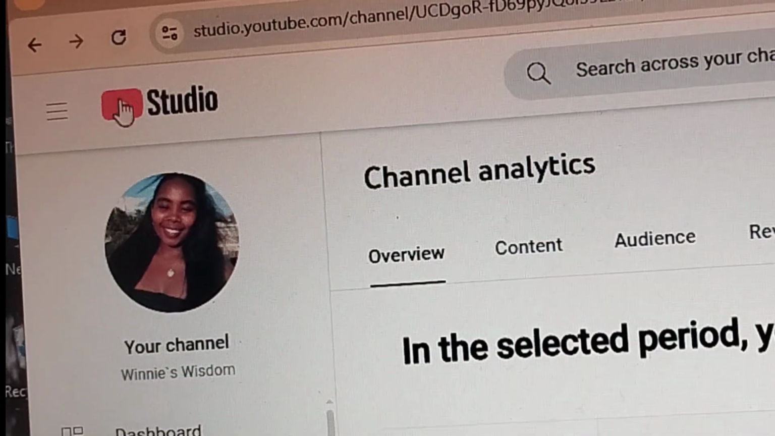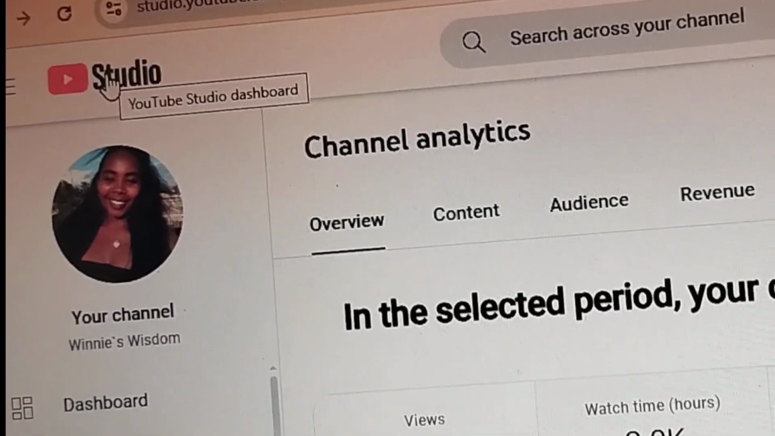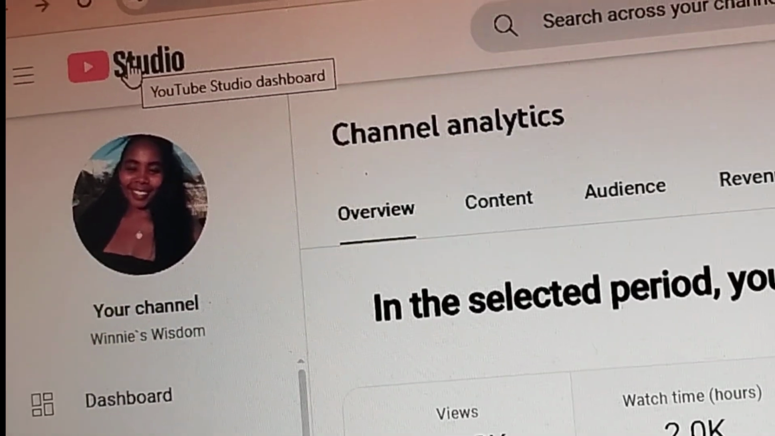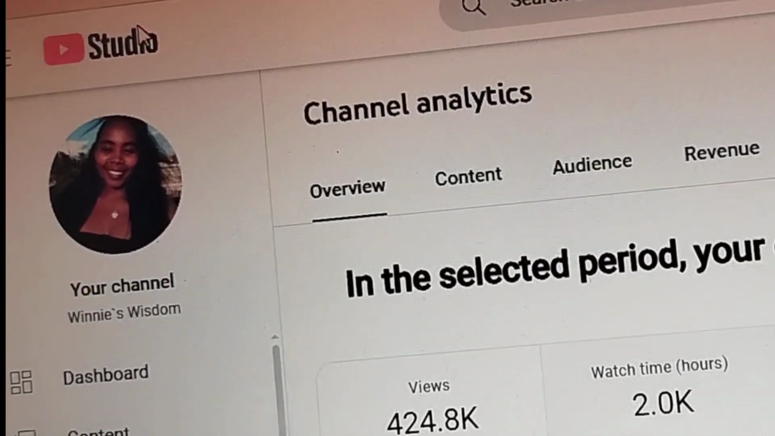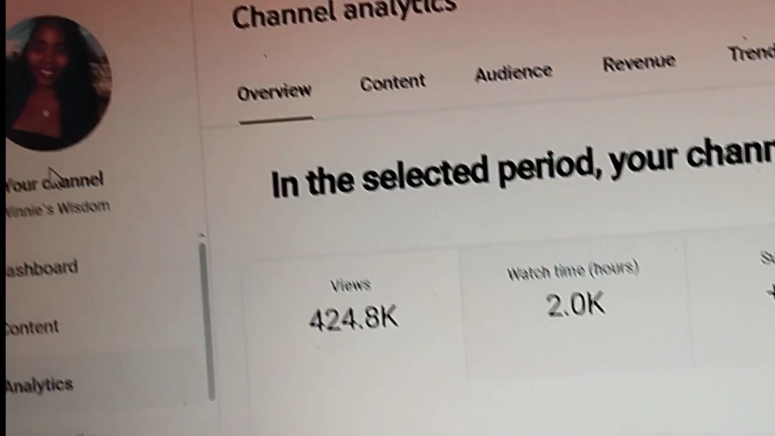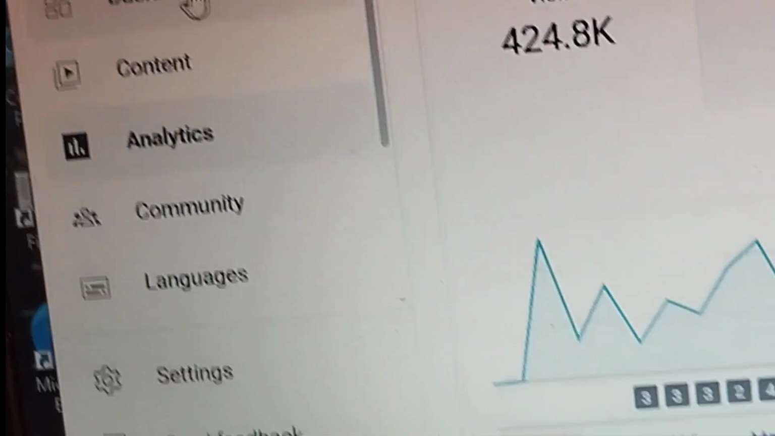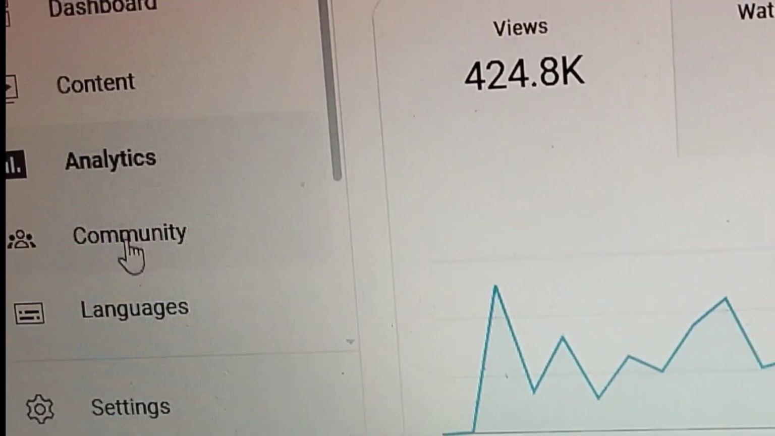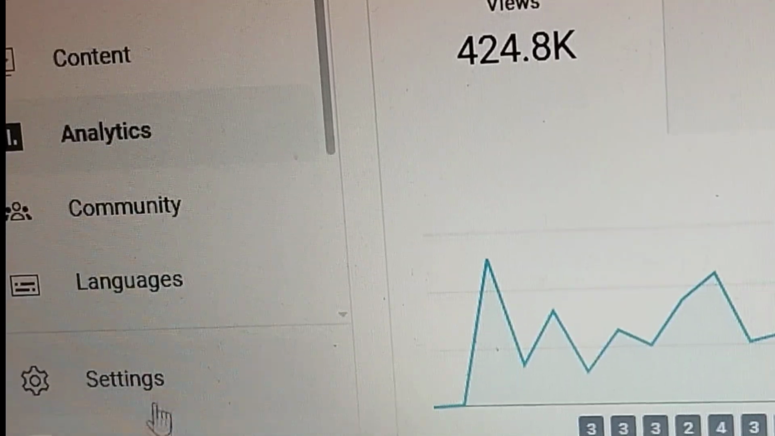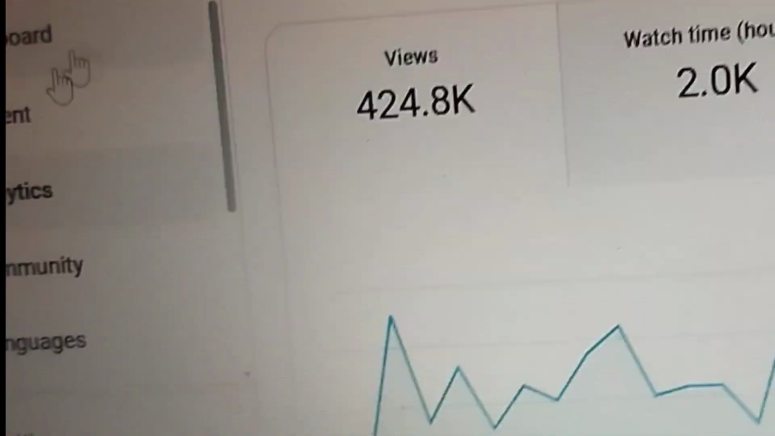This is how it looks. YouTube Studio is an app. You can have it as an app on your phone, but in this case it's on my laptop, so I can just access it from my page. Basically it's for content creators. So if you're a content creator, you can check your analytics on your YouTube Studio. You have your dashboard, your analytics, your community, your languages, your settings, everything about your channel is found in your YouTube Studio if you're a creator.